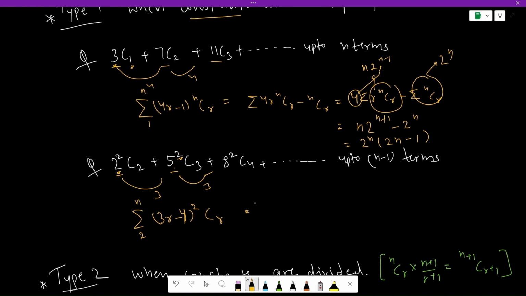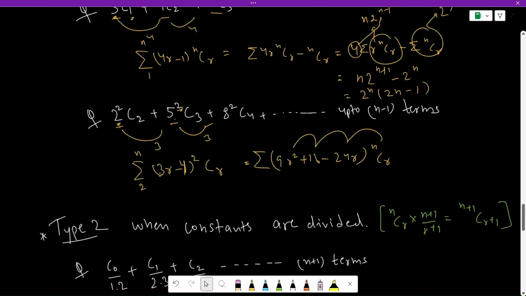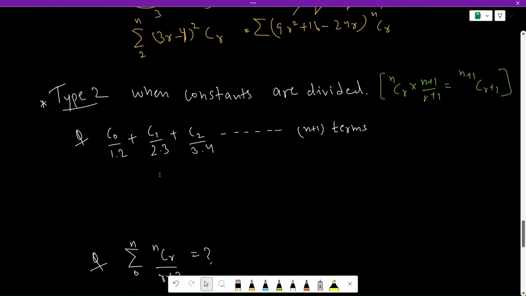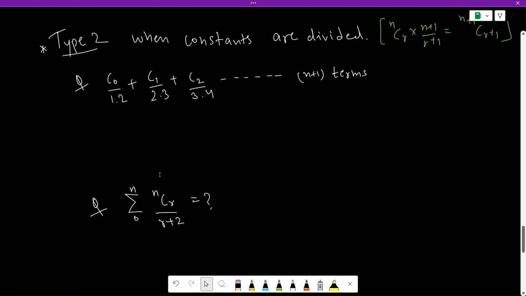Now we can open this. This will be (9r square plus 16 minus 24r) into nCr summation. Now just open this and put the values. So this was type 1. Now let's see type 2 questions.